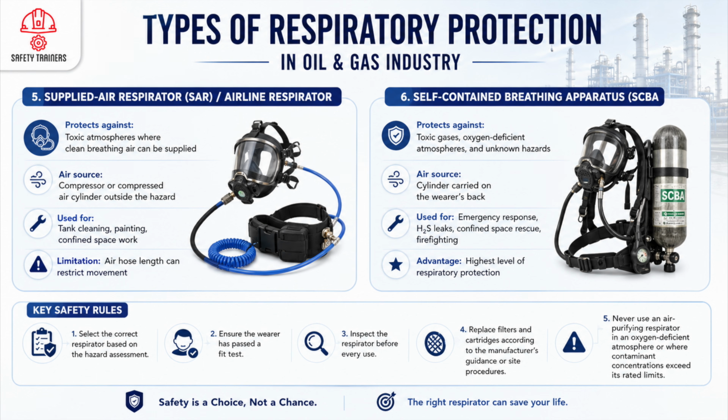The final respirator which we are going to discuss is the SCBA, which is the self-contained breathing apparatus. It provides the highest level of respiratory protection. The wearer always carries a compressed air cylinder on their back. It protects against toxic gases, oxygen deficient atmospheres, unknown hazards, H2S release, smoke, and fire emergencies. It is commonly used during emergency response, confined space rescue, firefighting, and to isolate the well if there is any gas leak.